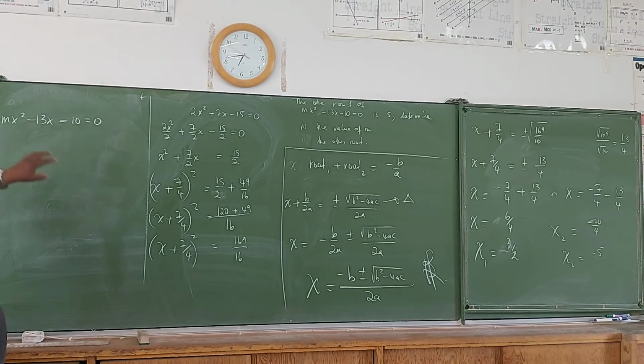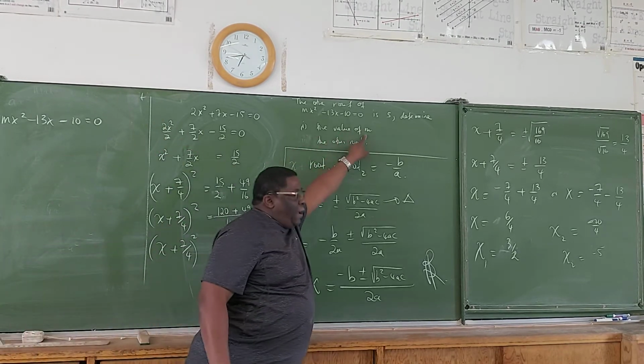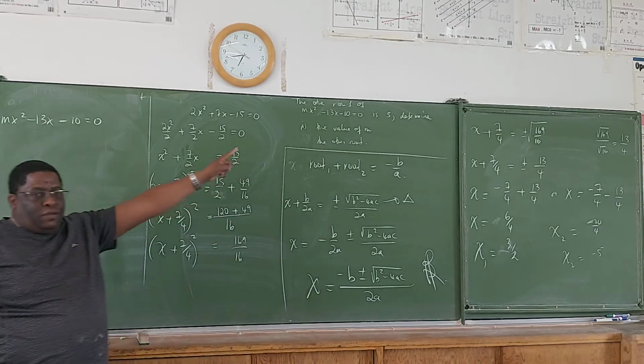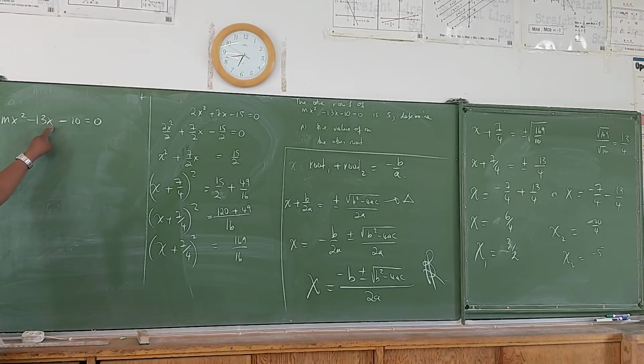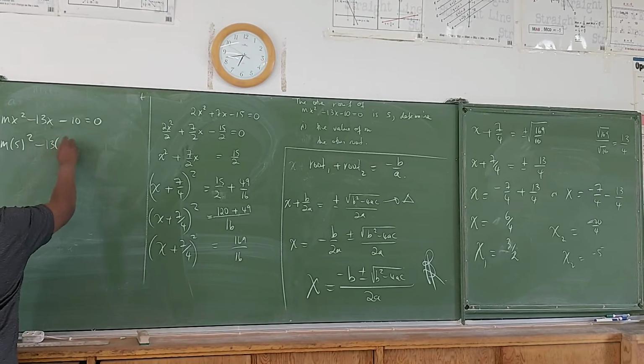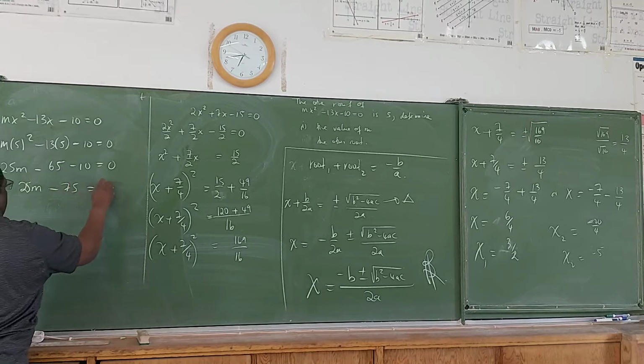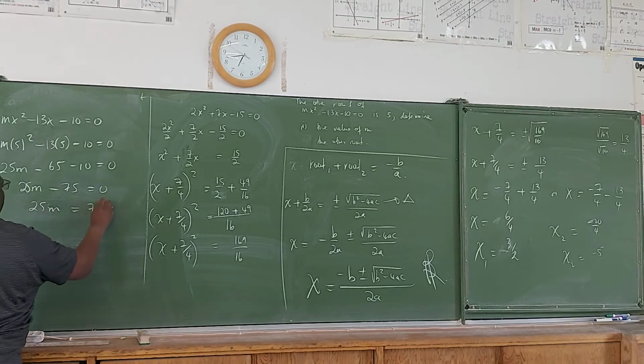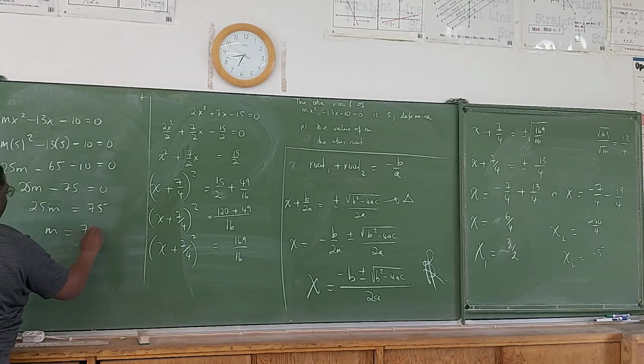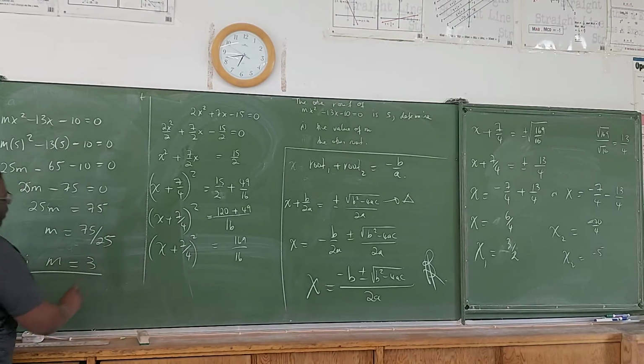So what does that mean? In order for us to calculate the value of m, I simply take that 5 and I substitute it for x into this equation. So that's going to be m, 5 squared minus 13 times 5 minus 10 is equal to 0. So this is nothing but 25m minus 65 minus 10 is equal to 0. So this is 25m minus 75 is equal to 0. 25m equals 75. m equals 75 divided by 25. Therefore, m is equal to 3. That's how you find the value of m.